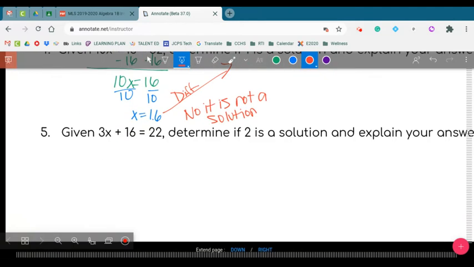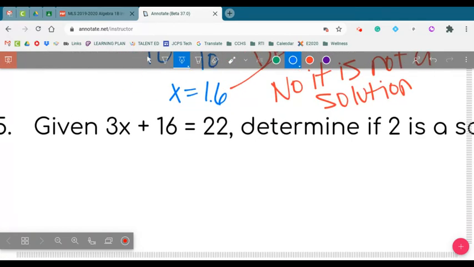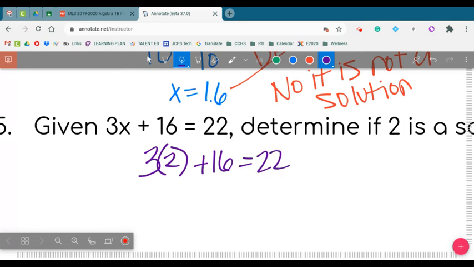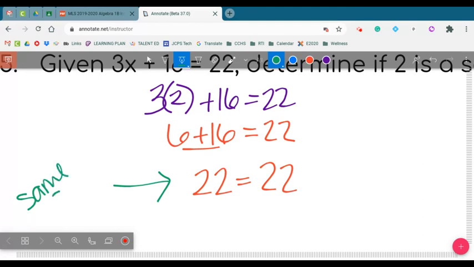Okay, next one, I have 3x plus 16 equals 22. So I'm going to change it up, and I'm going to do it the other way in case you want to do that. So I'm going to have 3 times 2 plus 16 equals 22. So I'm going to have 6 plus 16 equals 22. And then 6 plus 16 will equal 22. So 22 equals 22. Since my sides are the same, this is a solution.